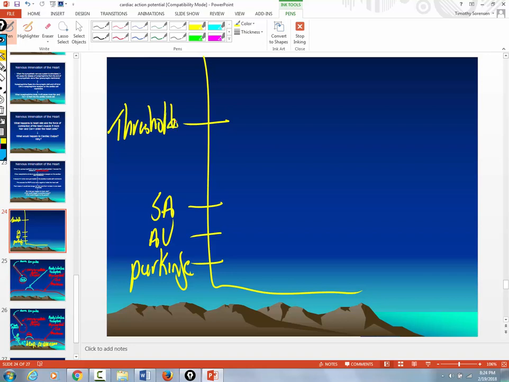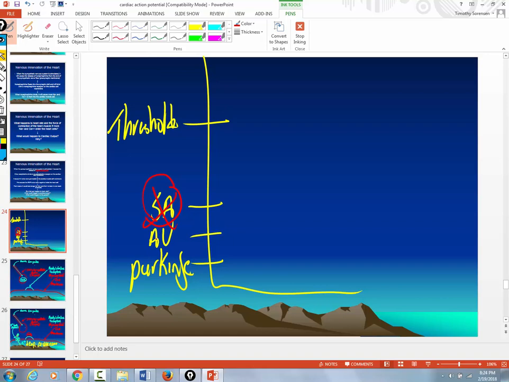In order for the heart rate to fire, one of the pacemakers has to reach threshold. The SA node has the resting membrane potential that's closest to threshold. That's why it is the pacemaker of the heart.